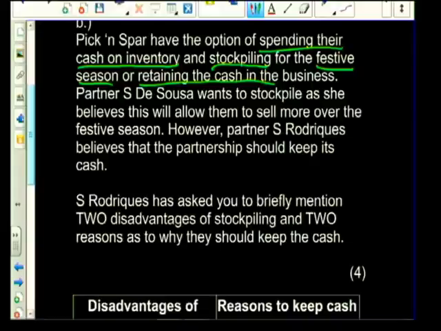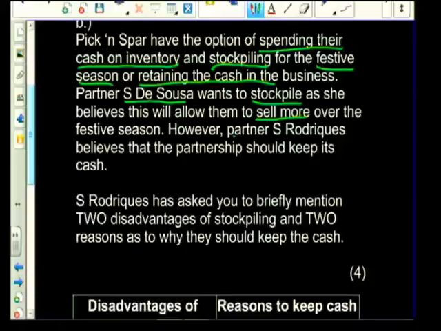And the partners are divided. Partner Esther Souza wants to stockpile because she believes that this will allow them to sell more over the festive season. We know what happens at Christmas time. People want to give each other gifts and so on. People are often on holiday and they get an extra bonus for December, and they want to spoil each other by giving each other gifts. So she thinks that this partnership will be able to sell more stock over the season.